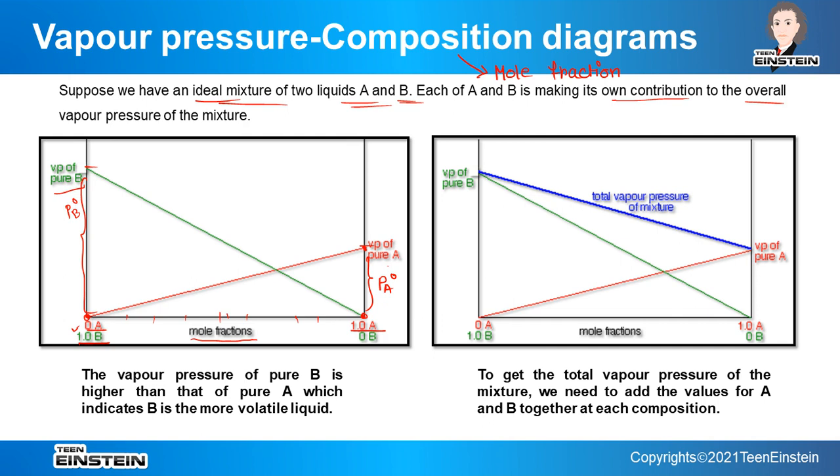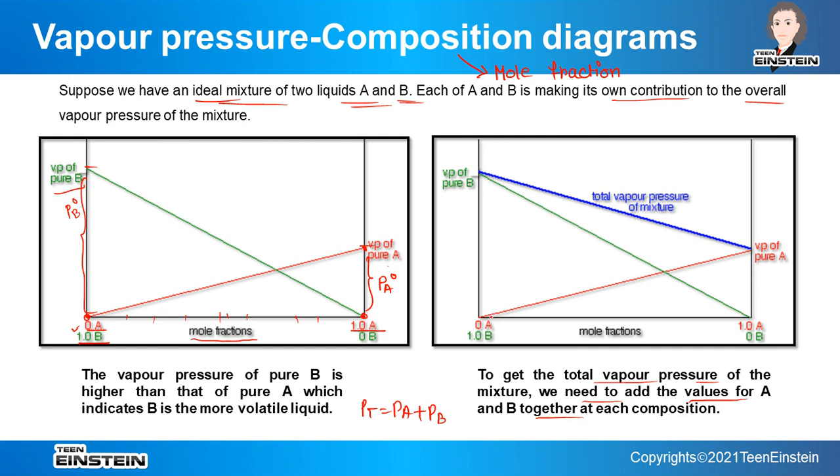From Raoult's law we have already seen that Pt equals Pa plus Pb, and then in place of Pa we have written Xa into Pa naught. So from the equation we can understand how to calculate total pressure. But from the graph, how will we correlate this equation with the graph that we are seeing here? If we want to get the total vapor pressure of the mixture, what do we have to do? We need to add the values of A and B together at each composition.